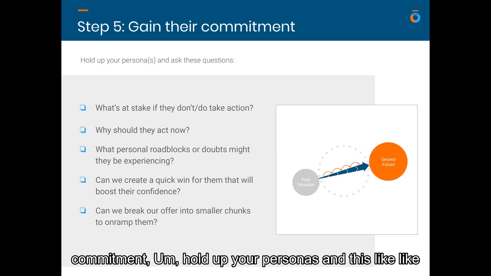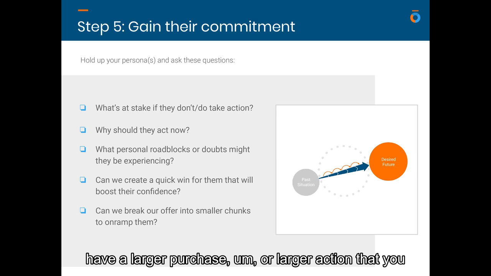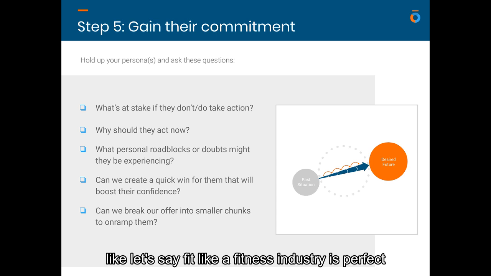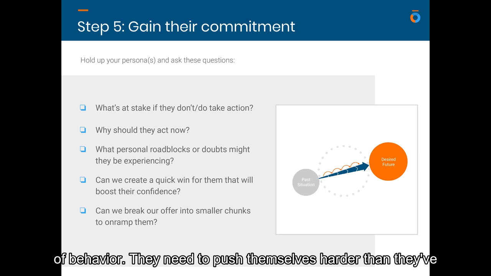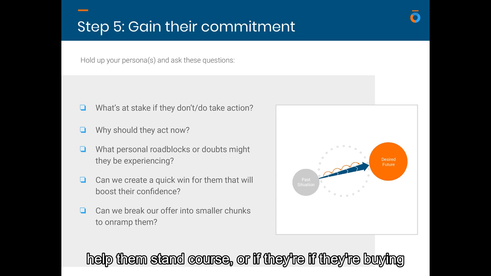Hold up your personas. Like I mentioned, this is especially important if you have a larger purchase or larger action that you need the person to take, or there's a commitment. Let's say the fitness industry is perfect for this. Someone needs to change their diet, change their behavior, and push themselves harder than they've ever pushed themselves. So you really need to help them stay on course.